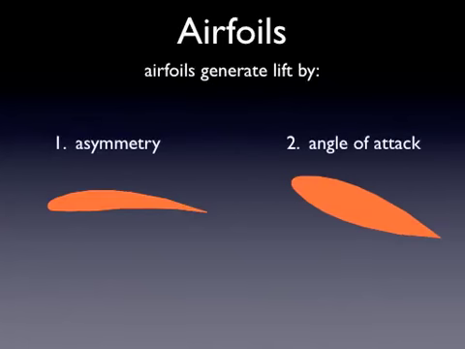You can also generate lift with angle of attack. So here's another airfoil that is completely symmetric, but since it's tilted into the wind, it will generate lift just because of that tilt. And then we often combine these. We can use an asymmetric wing that is angled, and that will generate even more lift.